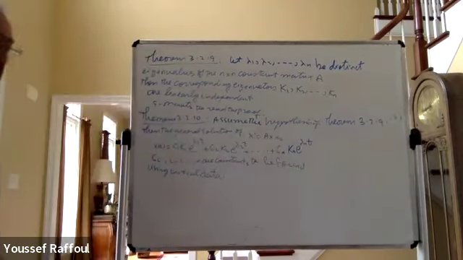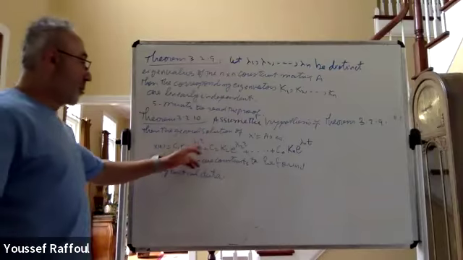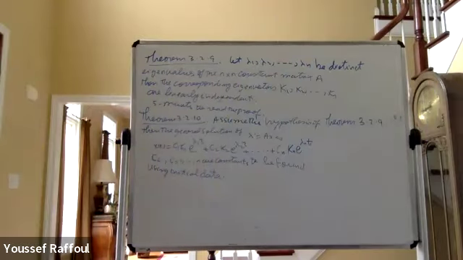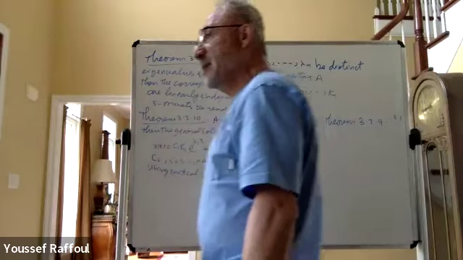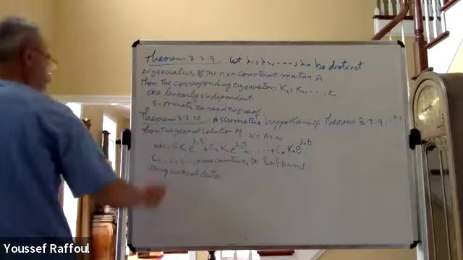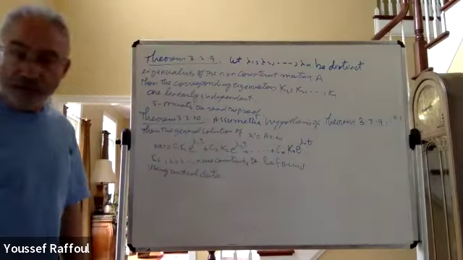Okay, so take a look at this theorem. Remember, all the lambdas have to be distinct. And if they are distinct, automatically the corresponding eigenvectors are linearly independent, and therefore we can write the solution of the system in this form. Okay?